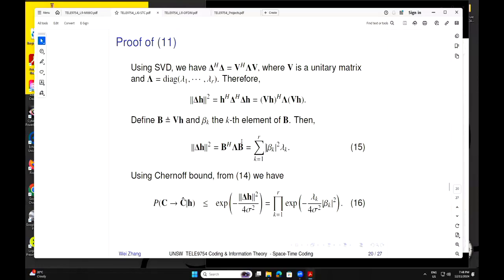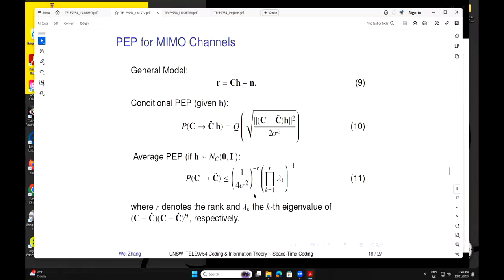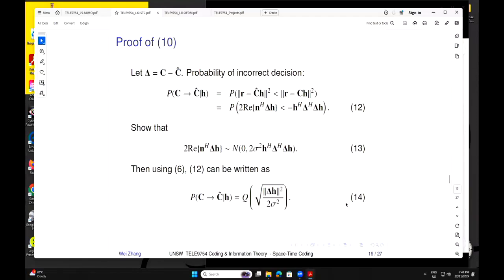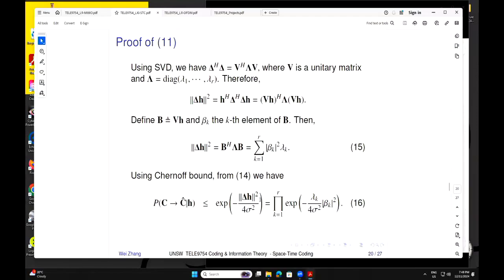So the B here is also complex Gaussian. That means beta k is a complex Gaussian. And beta k squared, remember I mentioned before, if you take the magnitude squared of a complex Gaussian, that's a Rayleigh distribution. So that's why beta k squared here is a Rayleigh distribution. So if you put equation 15 into equation 14, you can see it equals this value, or equation 16. You just put the substitution in there.